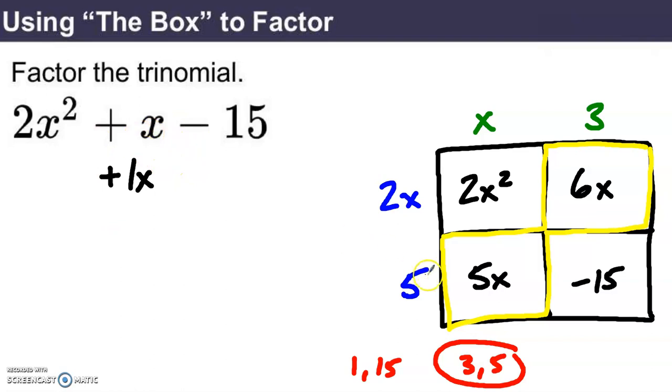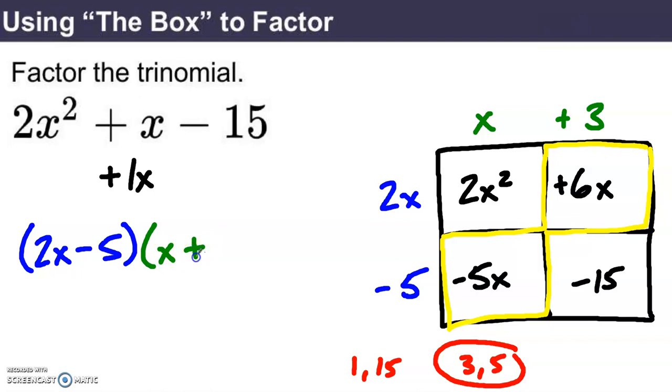To get positive 1x, I need negative 5x and positive 6x. So that tells me I need negative 5 here and positive 3. And we've got it. Our factorization, our answer, this trinomial in factored form, is 2x minus 5 times x plus 3.